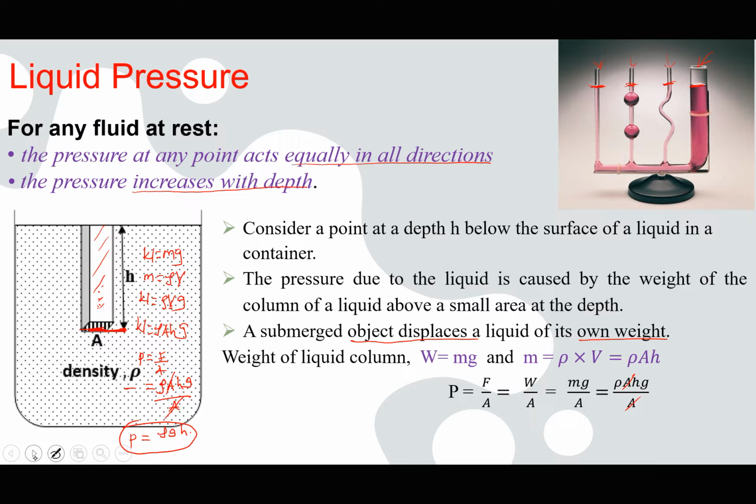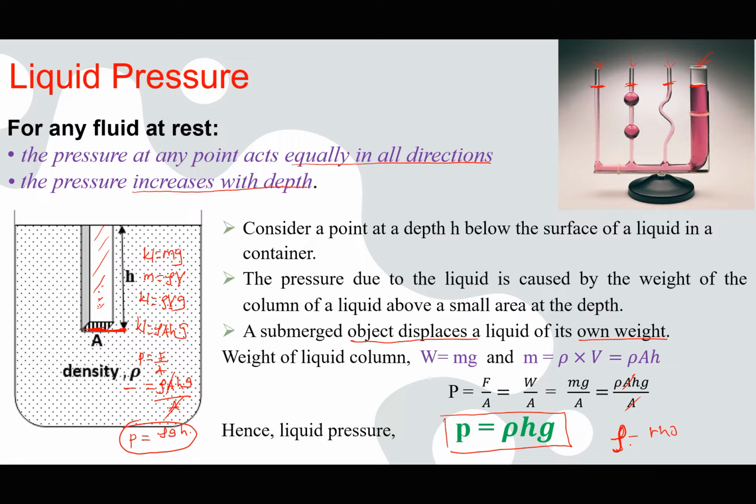So we conclude by saying that pressure due to a liquid, or liquid pressure, is given by density times g times h. This one is read as rho. Many students fail to write rho. So that is pressure in liquids or liquid pressure. It depends on the density of the liquid and the depth. Of course, considering acceleration of free fall, or acceleration due to gravity, a constant.